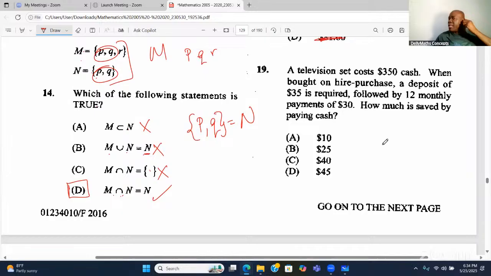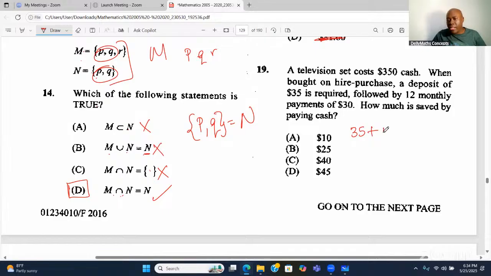It says a television set costs $350. That's for cash. When bought on hire purchase, there is a deposit of... So when you're doing hire purchase, you normally put down a deposit, and then you go back and pay a certain amount of money over a certain number of months.